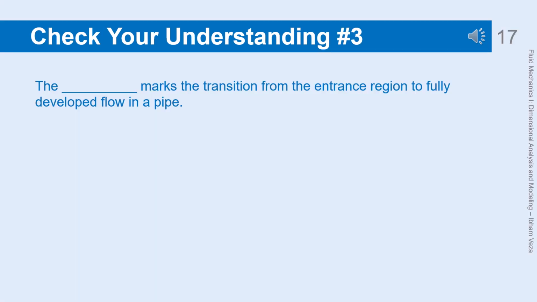Check your understanding number 3. The hydrodynamic length marks the transition from the entrance region to fully developed flow in a pipe.